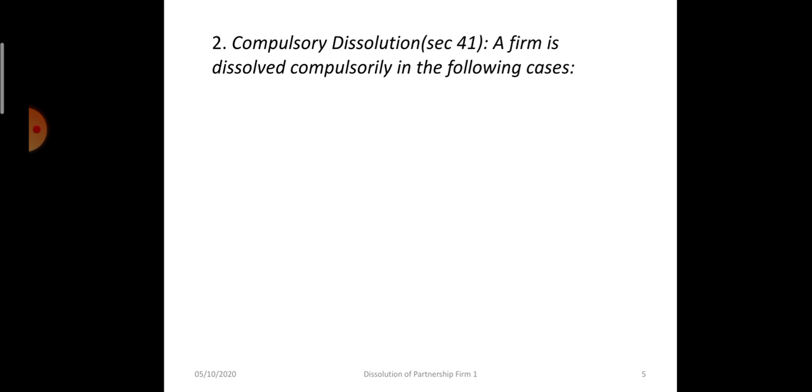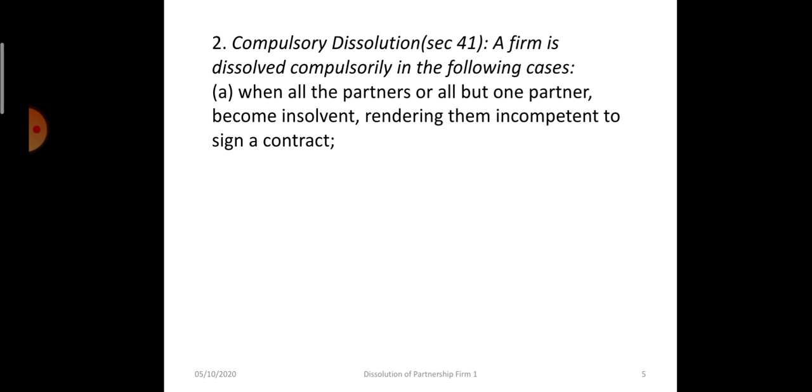Compulsory dissolution: when all the partners except one have become insolvent, then also the firm will be dissolved. Or if any of the partners are incompetent to sign a contract, or they are not healthy enough or sound enough to enter into any contract, the firm will be dissolved.